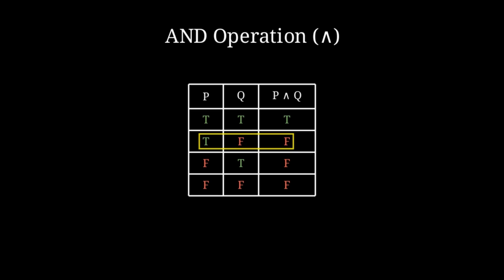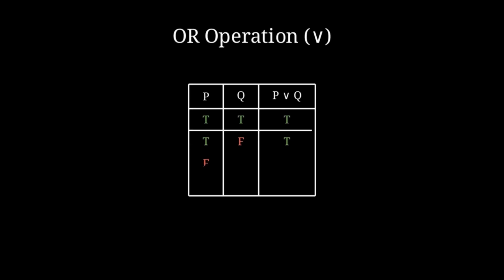De Morgan's laws are fundamental principles in logic. The first law states that the negation of a conjunction is equivalent to the disjunction of the negations. The second law states that the negation of a disjunction is equivalent to the conjunction of the negations. In natural language, saying, it is not both sunny and warm, is logically equivalent to saying, it is not sunny or it is not warm.